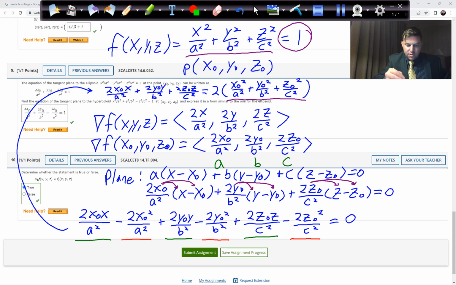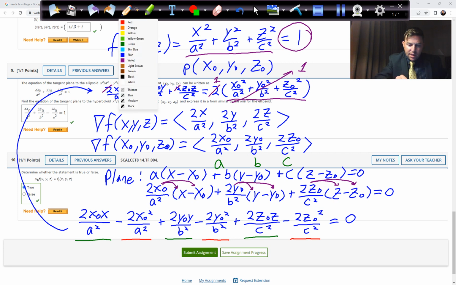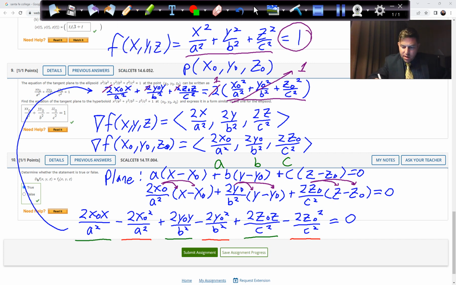I hate that I have to do all this without showing it because I'm running out of space. But basically, these 2's are all going to be divided out, and this 2 is going to become a 1. And this whole thing became a 1. So the right-hand side is just 1 times 1, and the left side is x0x over a squared plus y0y over b squared plus z0z over c squared, and the right is just 1 times 1, which is 1.